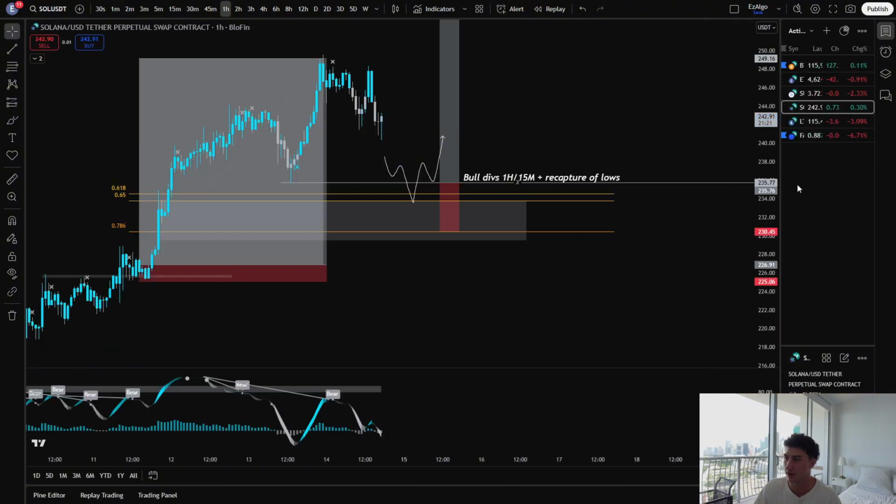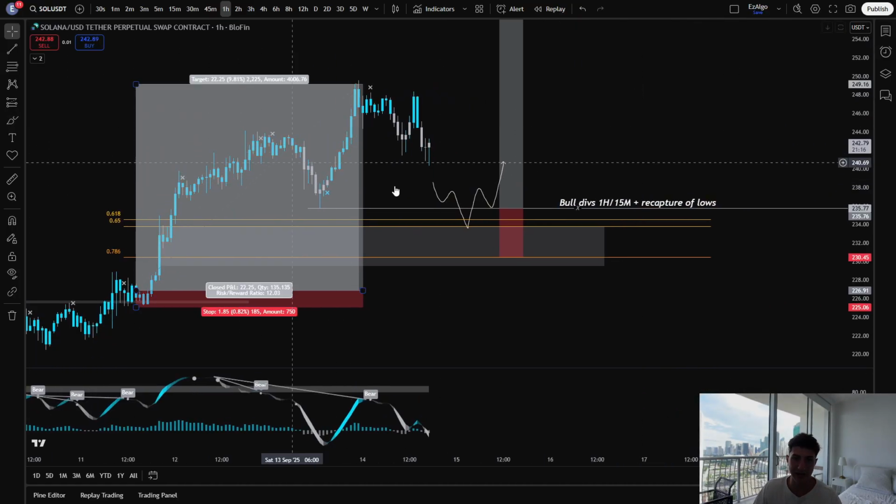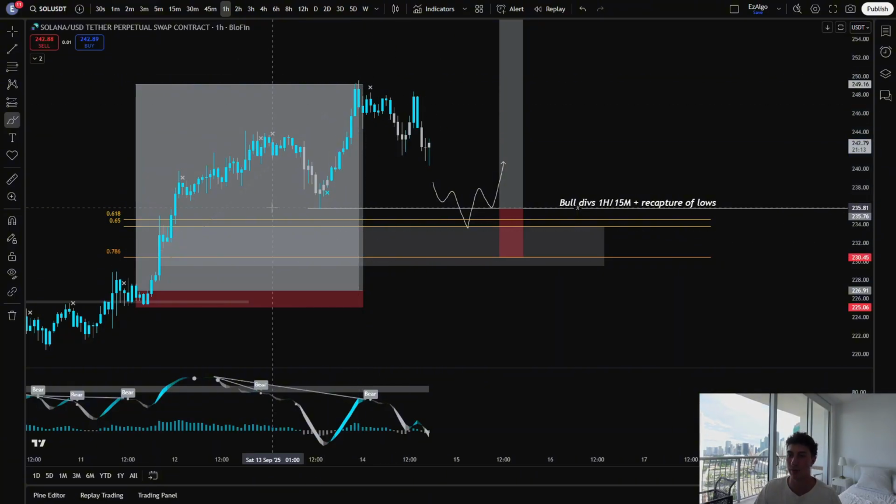Okay, let's go down the list. Solana. See what trades we have here for Solana. Okay, kind of same thesis as Bitcoin here, right? Kind of consolidating, kind of in a range here. I don't really see a high probability setup here.